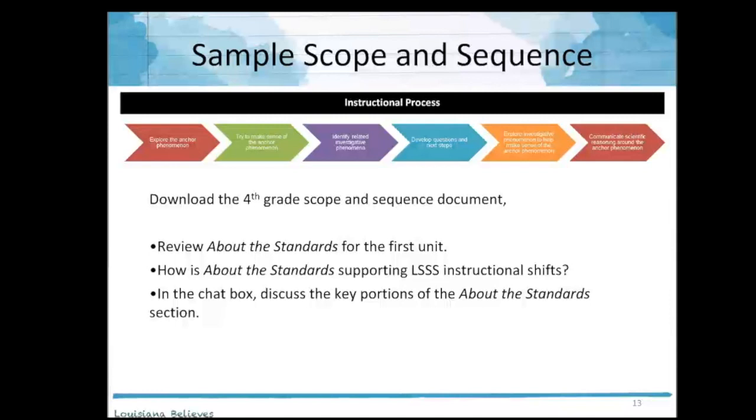So it's very important to understand that all of the practices should be continuously stressed and continuously used throughout daily and weekly lessons. But when it comes to formative and summative assessments, teachers really want to make sure that students have a deep understanding of the practices and cross-cutting concepts that are highlighted within the About the Standards section before moving on to the next unit of study.